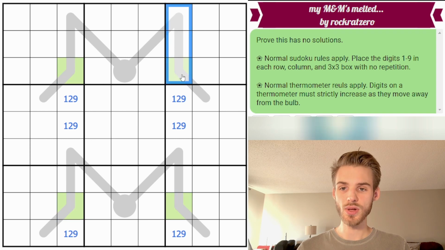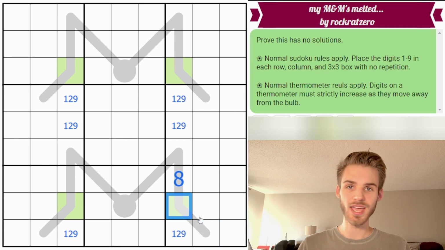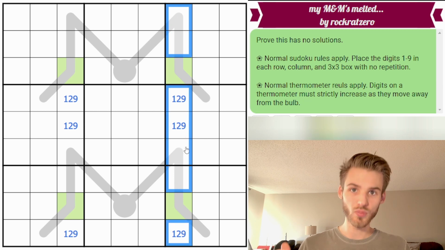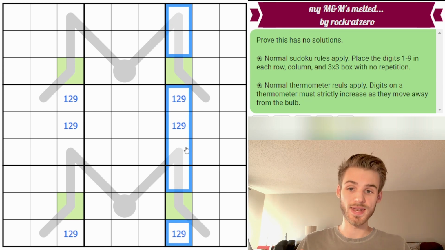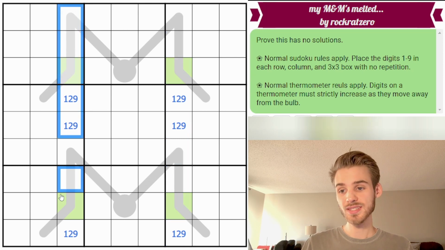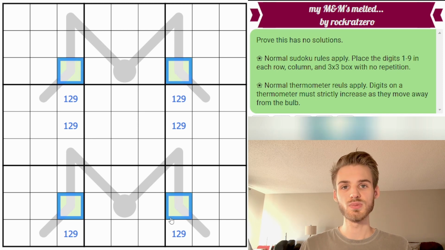In this column, where does the 8 go? Well, 8 can't go here, because then that would have to be 9, this would have to be greater than 9, 10 or something. So 8 can't go in these 4 cells, and it can't go in here because we've already allocated those to 1, 2, and 9. So the 8 in this column is in one of these 2 cells. That's the exact same in this column. So we have, in this column, 8 goes in one of these 2 cells, and in this column, 8 goes in one of these 2 cells.